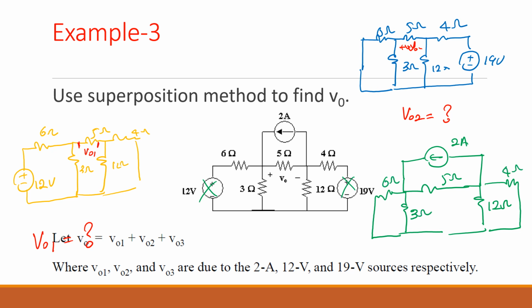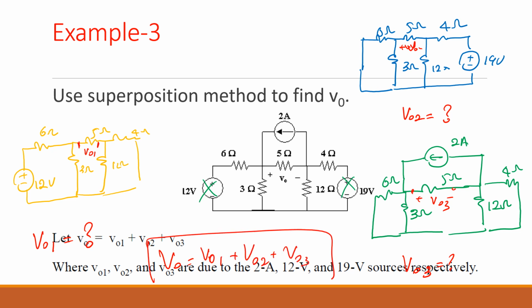And you need to consider the voltage from here to here, maybe V naught 3. So V naught 3, just find it, and your V naught will be V naught 1 plus V naught 2 plus V naught 3. Okay, some can be negative, so let's see, try. So you can use any method that you have done so far and find this voltage across the 5 ohms.